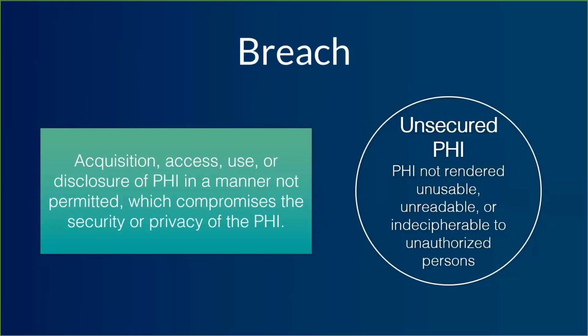So if it is outside of the building, outside the organization in a manner not permitted, well, has the security and privacy of that PHI really been compromised? Well, if it's encrypted, no, it hasn't. So if you take one thing away from this webinar, I want it to be that encryption is massively important to ensuring that your organization does not have breaches.